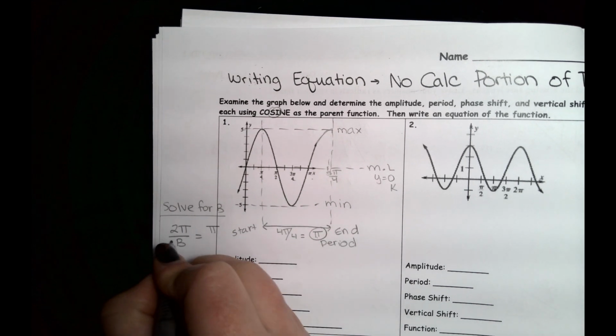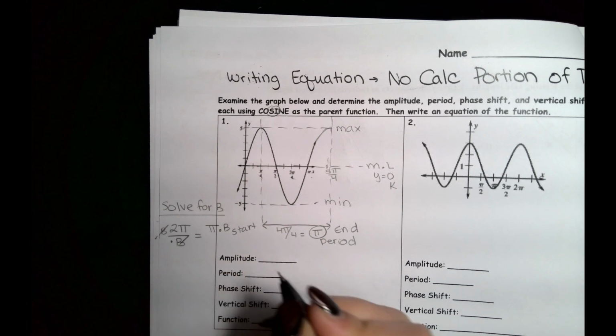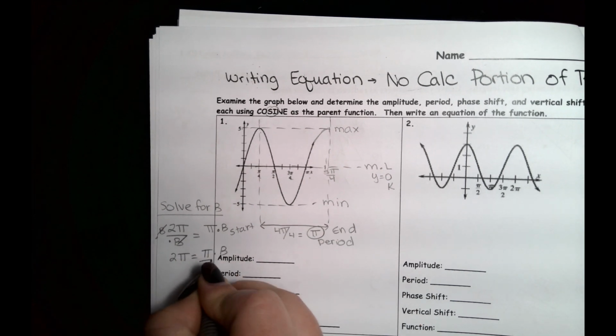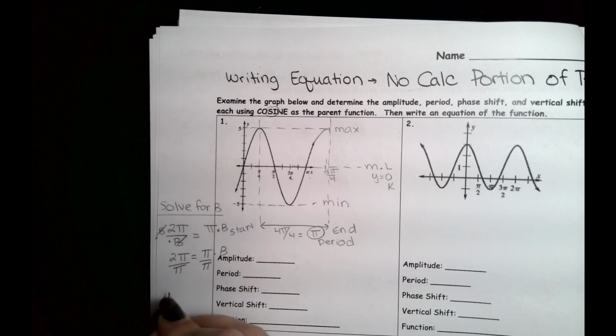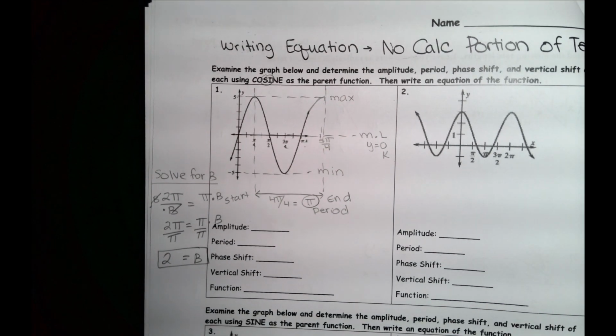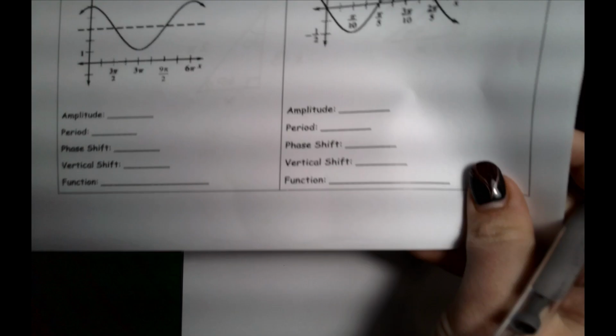Multiply both sides by b. That just shifts b to the right-hand side. We get 2 pi is equal to pi times b. Divide by pi, divide by pi. B is then equal to 2. And you are ready with all of that information to write your equation. I'm going to do this off to the other side on a separate sheet of paper.